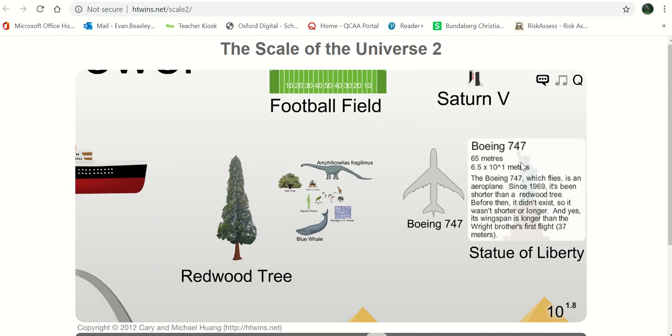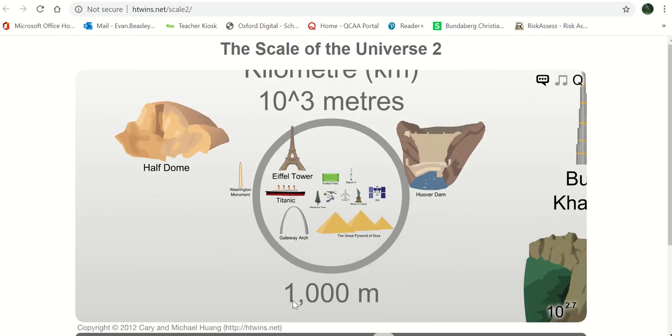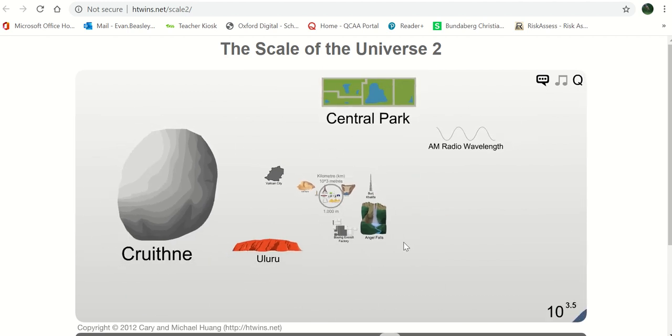Look, a Boeing 747 with 65 metres. So now let's have a look. We've got 10 to the power of 3 here. So 10 to the power of 3 is what? 10, so it's got 1 with 3 zeros after it.